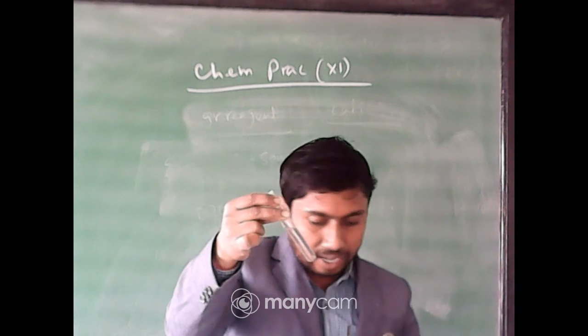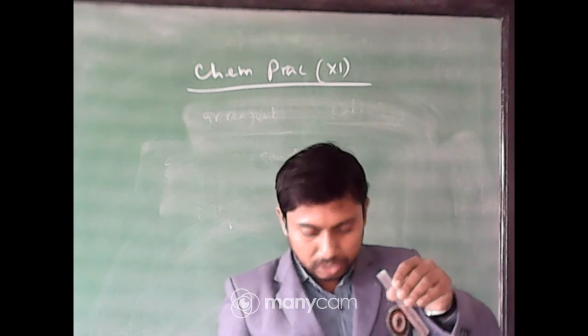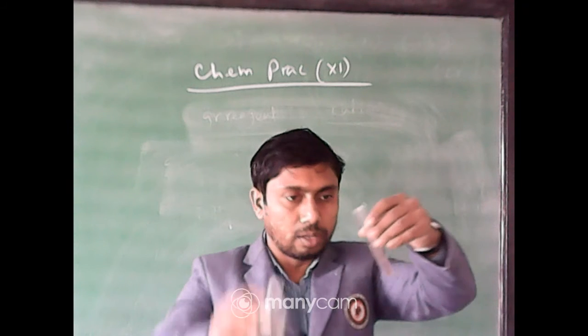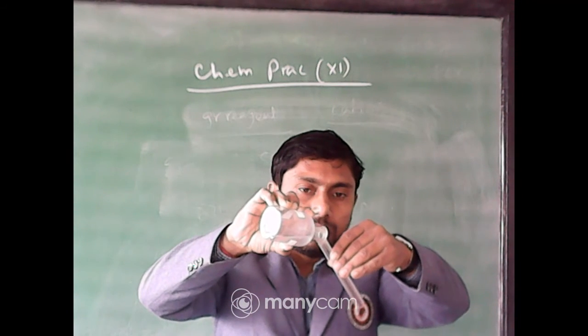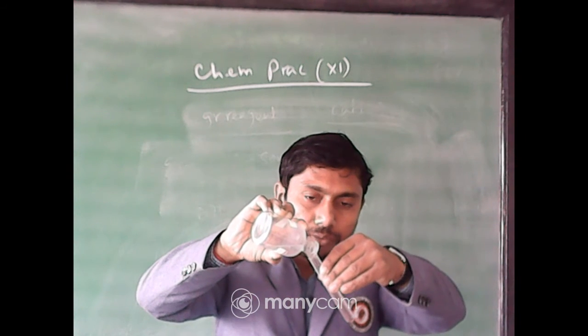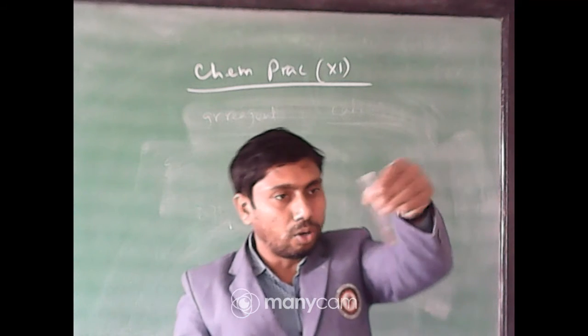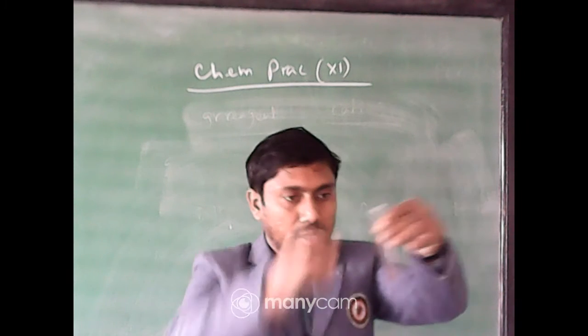Now we will add ammonium hydroxide, just a little amount, from the top. Again the PPT will come. This PPT proves that aluminium is present, and it is also called the floating PPT test. Again the PPT came on the upper layer of the solution.